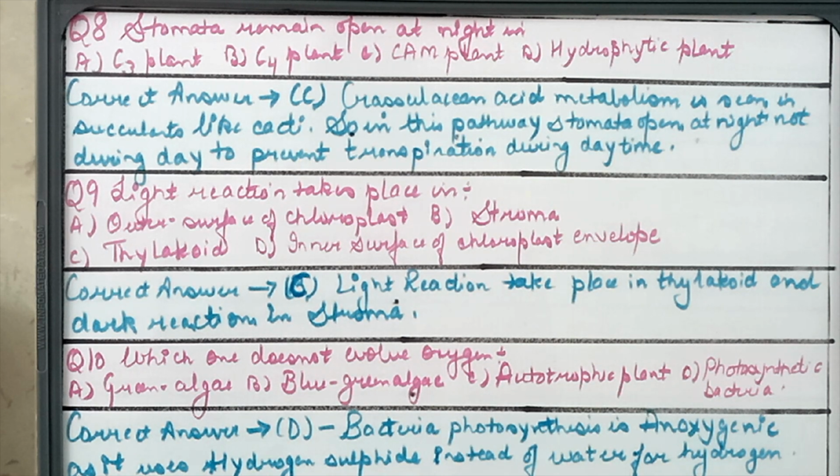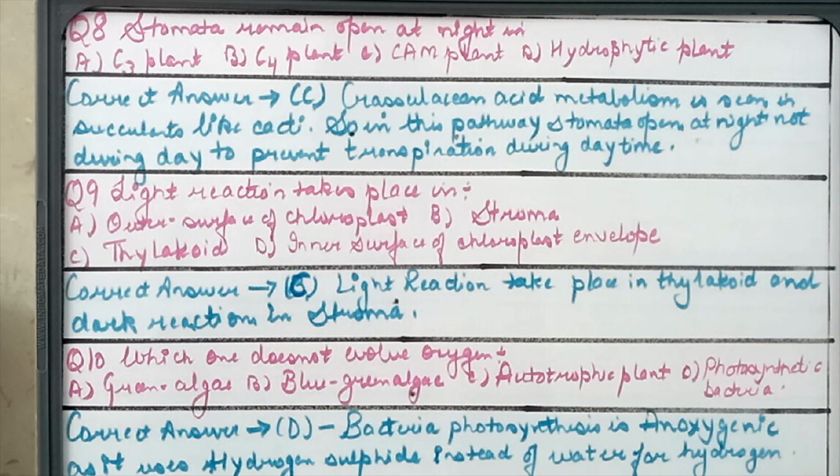So why do they require that stomata should open at night? Because during day, the rate of transpiration is very high. So in order to prevent loss of water from the surface of the leaf, stomata remain closed in daytime and remain open during night time. This question is also directly from NCERT. So you should remember that stomata should remain open at night in only CAM plants.